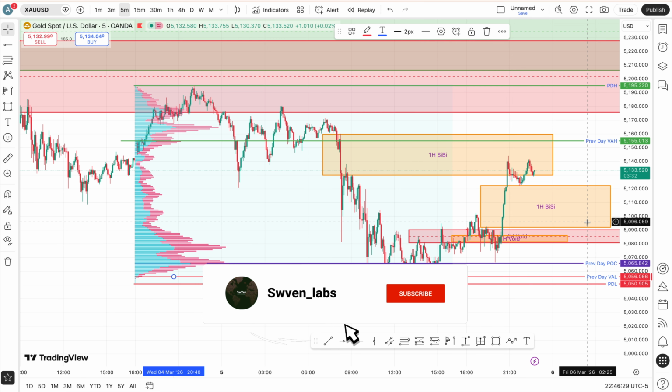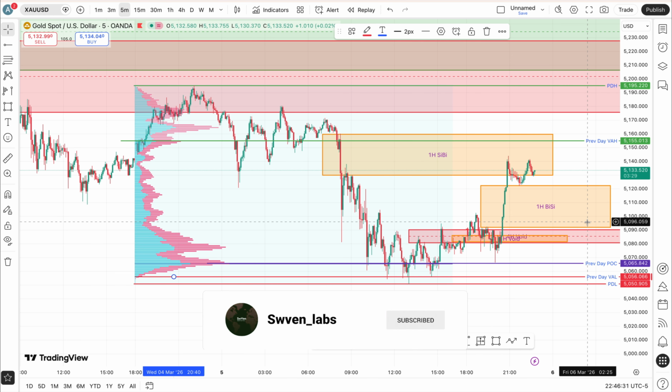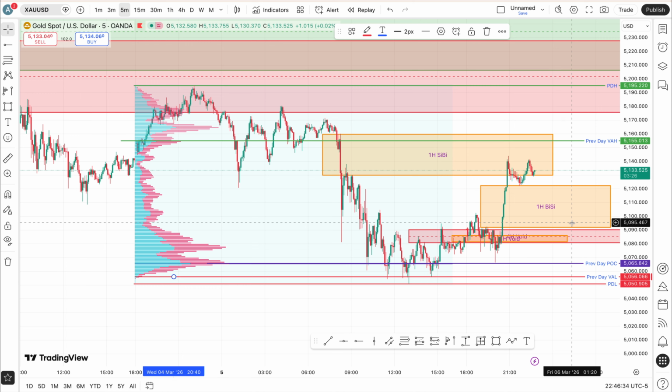Finally, we mark the psychological levels. Today, the most important levels are 5100, 5065, which is the previous day's POC. The alignment between these levels creates a strong liquidity zone. If price sweeps below 5100 and moves towards the POC area, we want to observe whether the market rejects aggressively, consolidates, or continues lower. Psychological levels often trigger emotional trading, which is exactly where liquidity gets created.